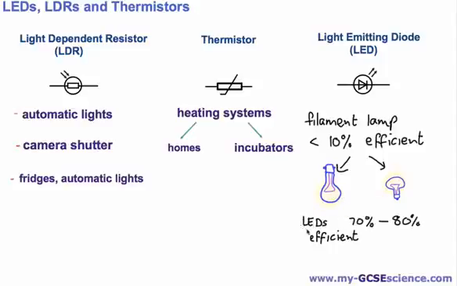So with LEDs, they are nearer 70 to 80% efficient. That means of the amount of energy that goes in, most of it, or up to three quarters or more of it, is converted into light energy. So they can be used to save energy because less energy is required to light up a room. So that's one potential use for those things. Okay, so that's an overview of those three different types of components that you might find in electrical systems.